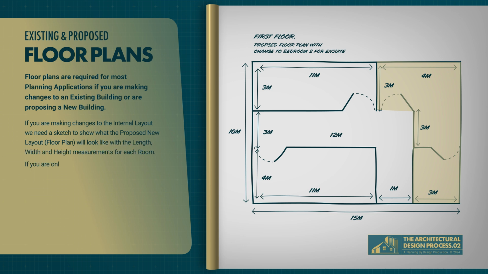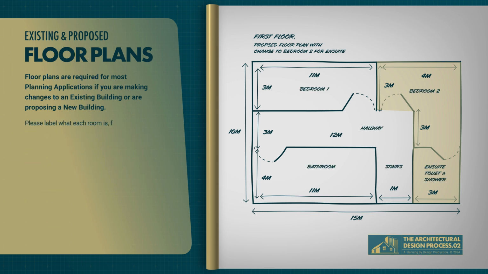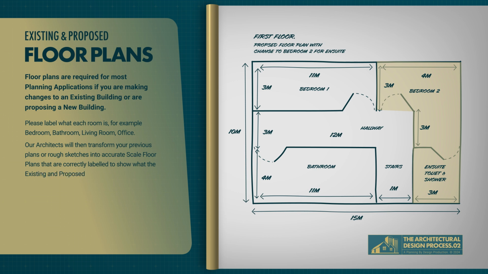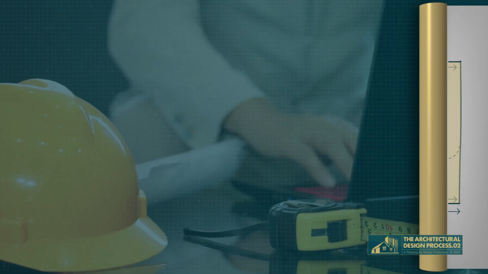If you're only making 1 or 2 minor changes, it might be easier to mark on the changes on your existing floor plan and save as a copy as your proposed floor plan. Please label what each room is, for example, bedroom, bathroom, living room, office, etc. Our architects will then transform your previous plans or rough sketches into accurate scale floor plans that are correctly labeled to show what the existing and proposed layout will be.